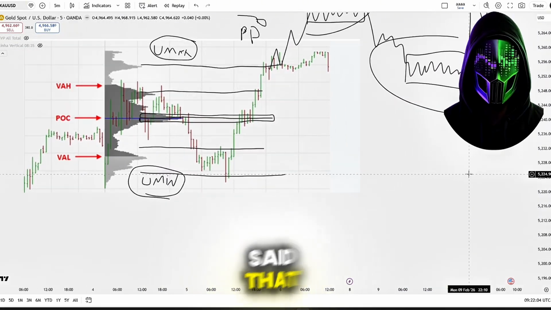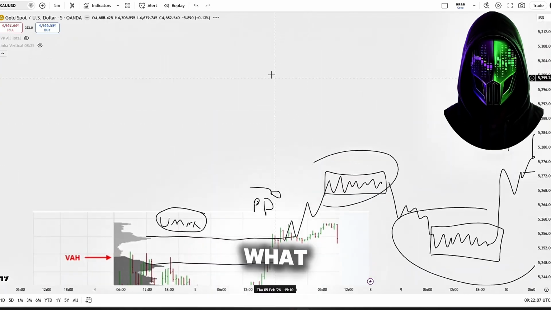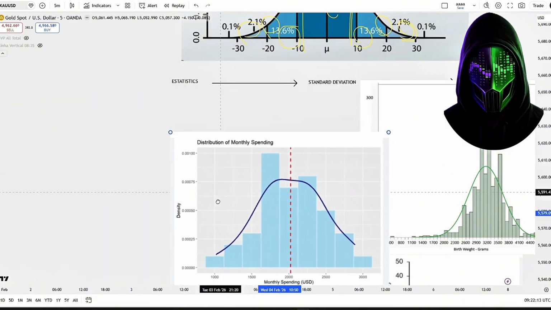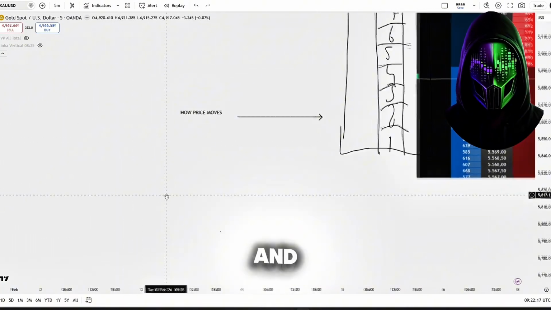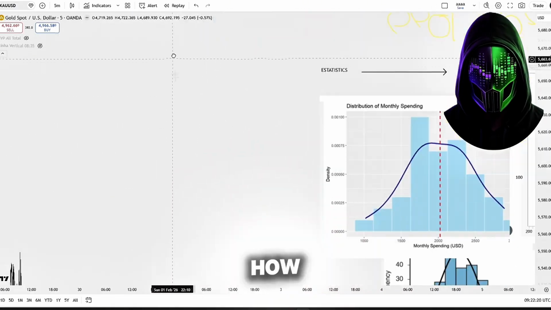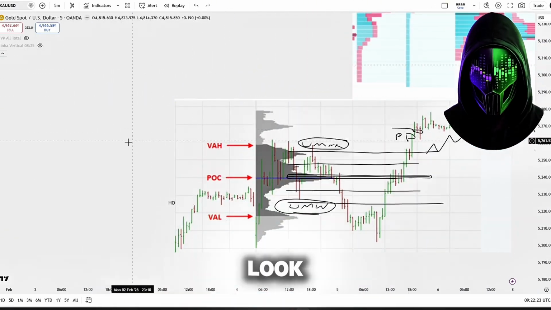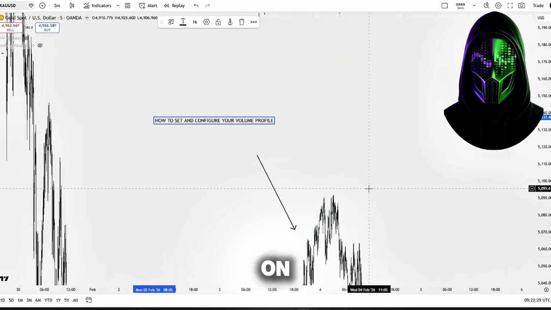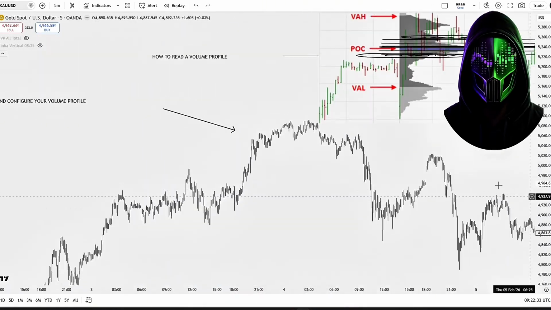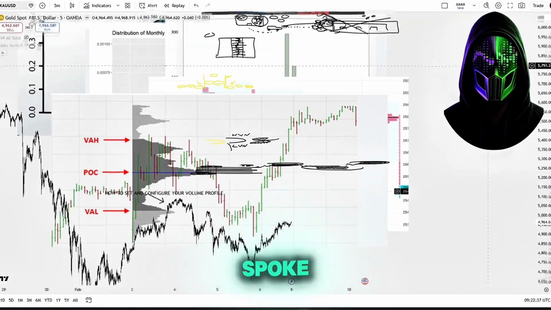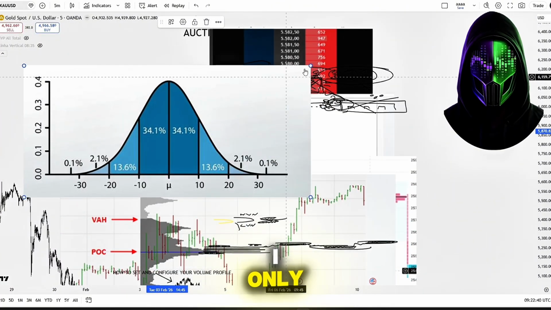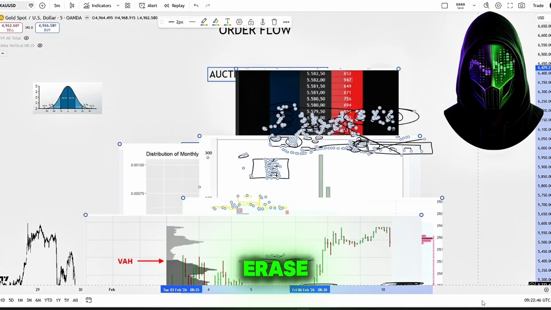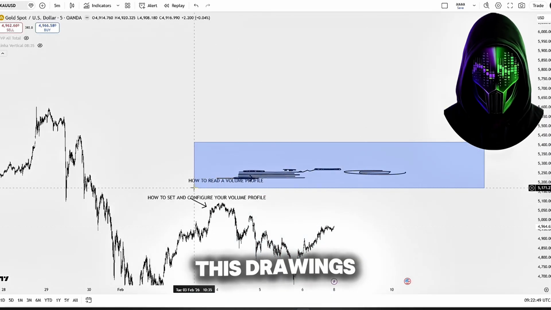So okay, that said, now you know what supply and demand is, what the bell curve and standard deviation are, right? And you know how the volume profile works, you know what to look for in the volume profile, right? So now let's set up and configure your volume profile on your chart, so you can easily spot all those things that we spoke of. I will erase this. I will only leave this one right here because I want to show you guys one really important thing. Okay, so I will erase all this order flow right here, all these drawings right here.